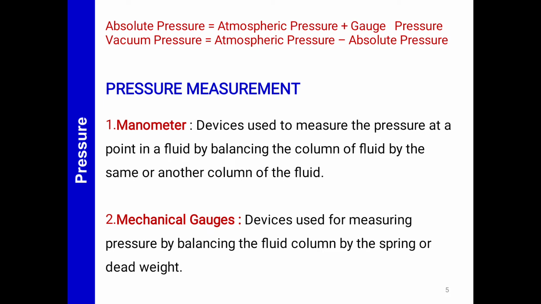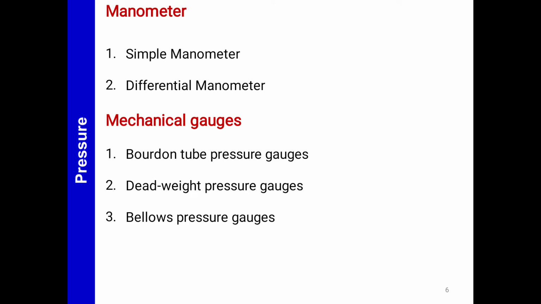Mechanical gauges. Mechanical gauges are defined as the devices used for measuring the pressure by balancing the fluid column by the spring or dead weight. The commonly used mechanical pressure gauges are diaphragm pressure gauge, Bourdon tube pressure gauge, dead weight pressure gauge, and bellows pressure gauge.